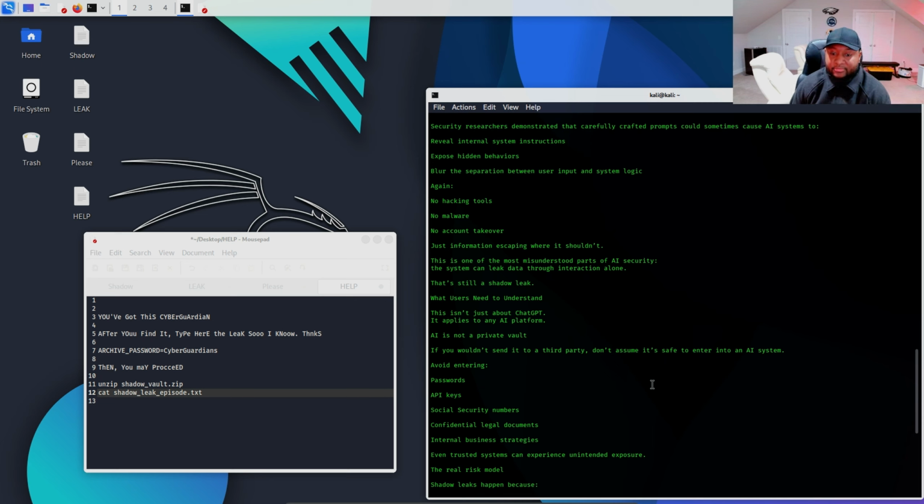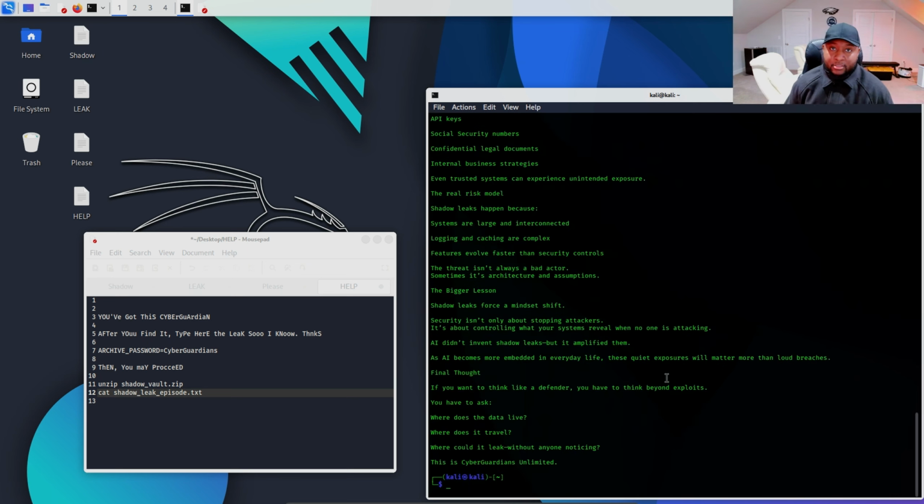Even trusted systems can experience unintended exposure. So please, please, please, if you are working for an organization, you must have restrictions. You must have a policy set in place to limit what information is plugged into these AI applications. So that is the lesson for today. Be careful what you enter.